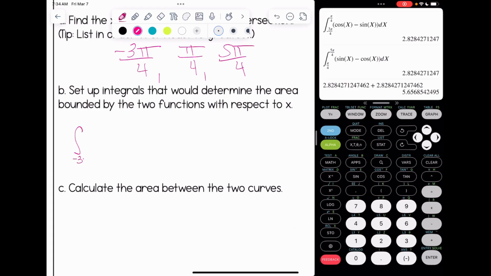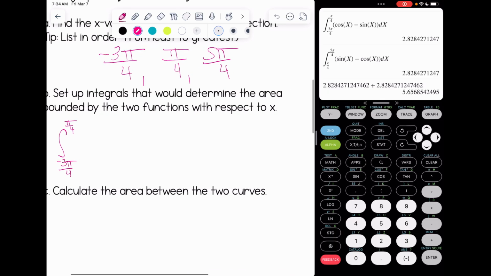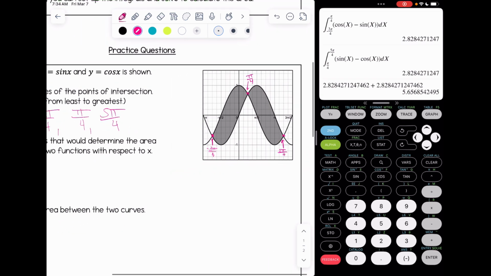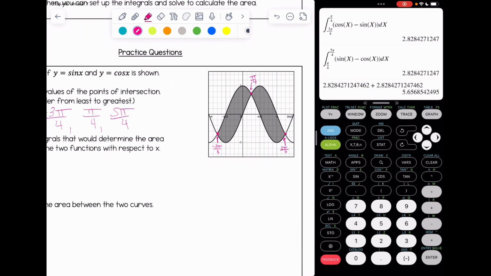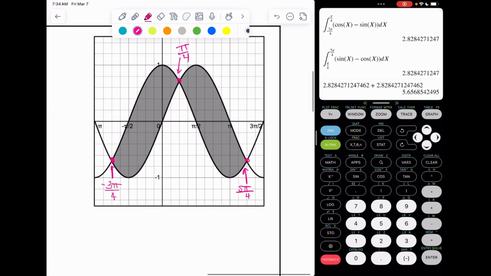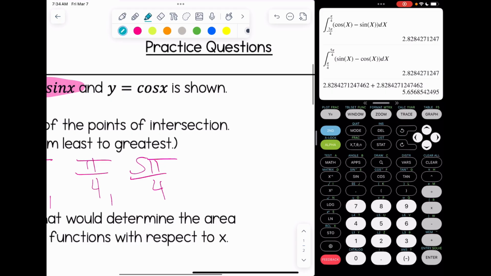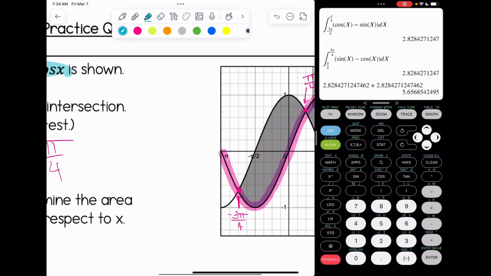So the first is going to be from -3 pi over 4 to pi over 4. And we're going to look at upper function minus lower function. So when I scroll back over to the graph here, it's helpful to highlight these functions. Let's say I take a pink highlighter and highlight the sine curve. Sine of 0 is 0, so I know that this is our sine curve. And let's say I go in with another highlighter and highlight cosine in blue.